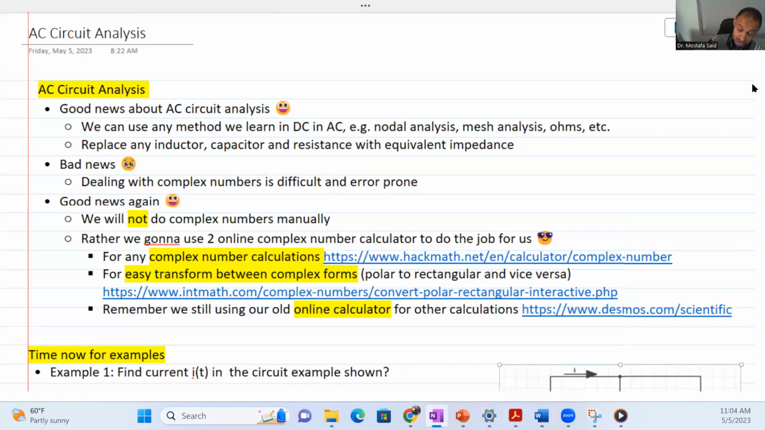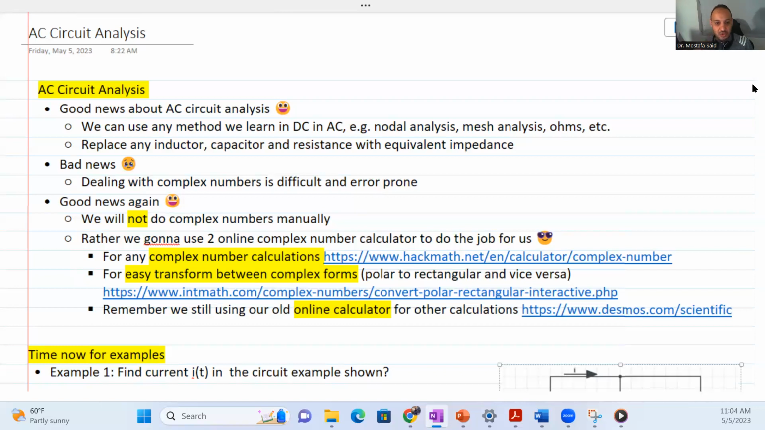But we have some bad news. Unfortunately, dealing with complex numbers is usually difficult, time consuming, and error prone. It's doable, very doable, but you can make many mistakes. Another piece of good news is that we will not do complex numbers manually. Although I taught you last time how to do that manually, that is for your reference.